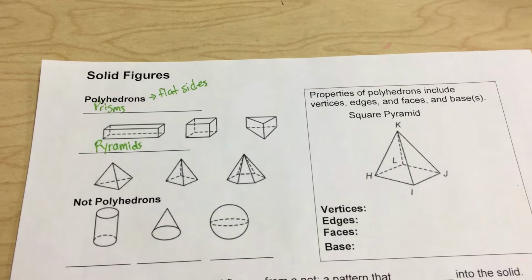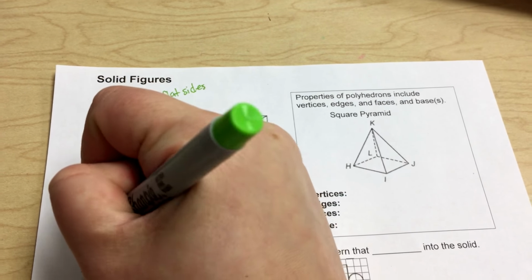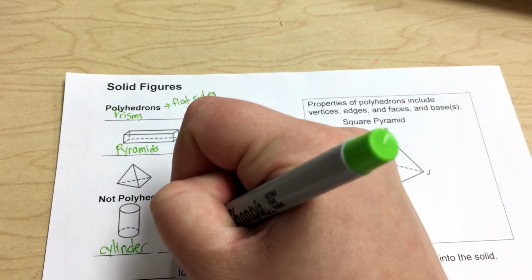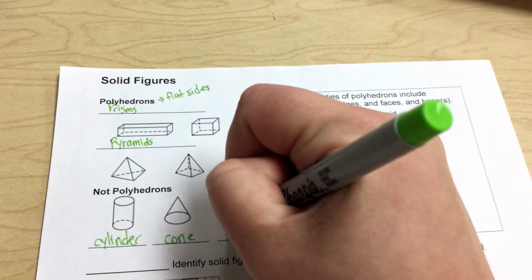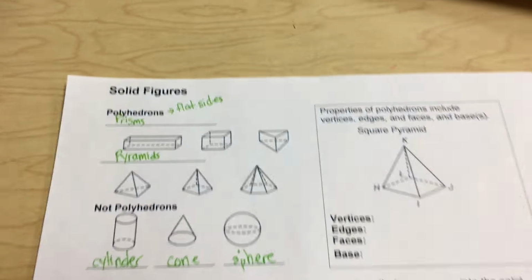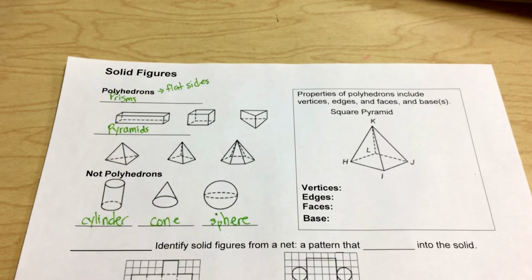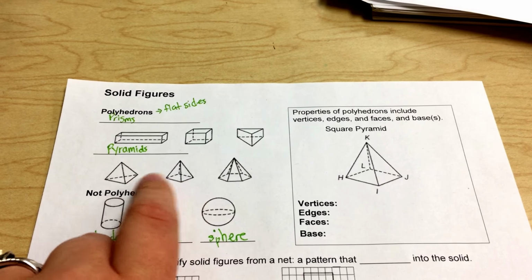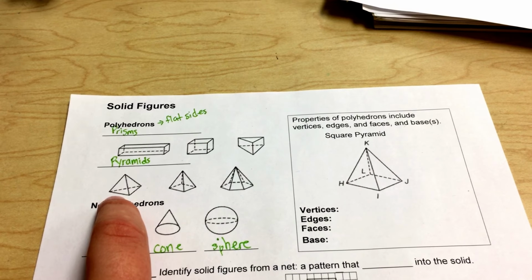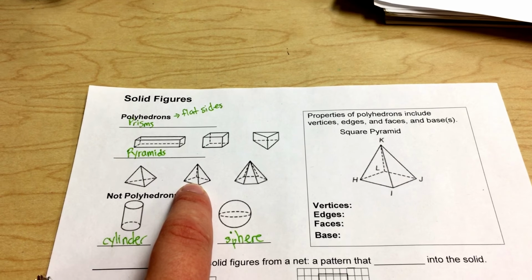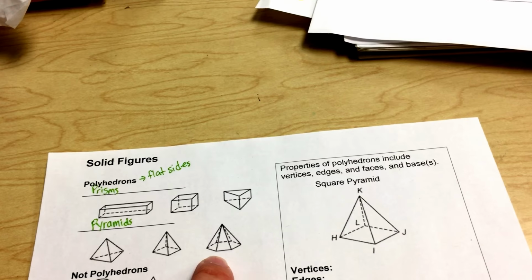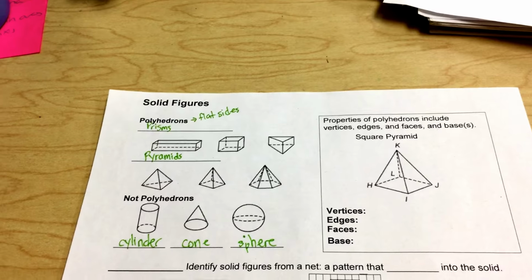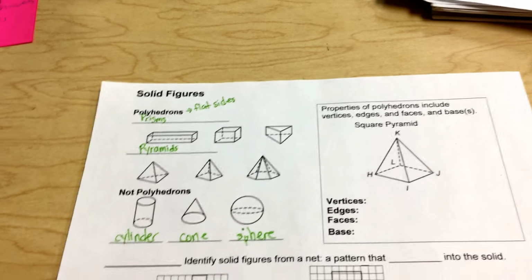Down here you have your non-polyhedrons. You have your cylinder, your cone, and your sphere. Pyramids are often named just from their base. This is a triangular pyramid. This is just a plain pyramid because it has that square bottom. And this has 6 sides, so it's a hexagonal pyramid. But you'll learn more about that later.